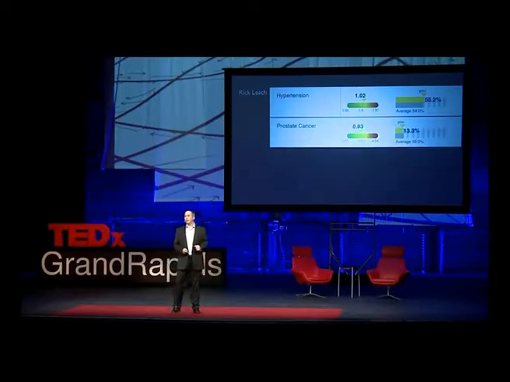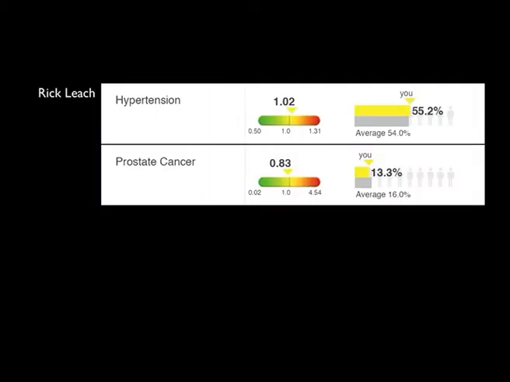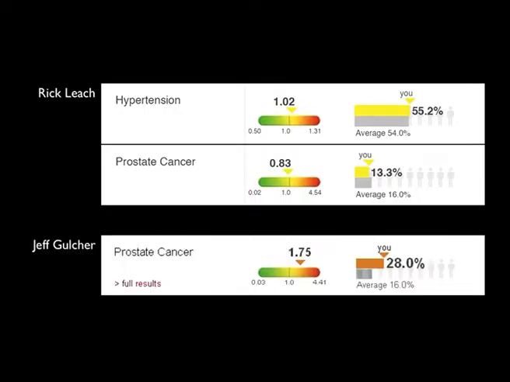But we can do this for much more than just high blood pressure. We can do it for lots of different diseases like prostate cancer. And this is, again, my risk for prostate cancer, which is slightly less than other people of my ancestry. But it's not the same for everybody. In fact, Jeffrey Gulcher, this is his result for prostate cancer. He's a world-renowned clinical medical genomicist, and he has twice the background risk for getting prostate cancer.